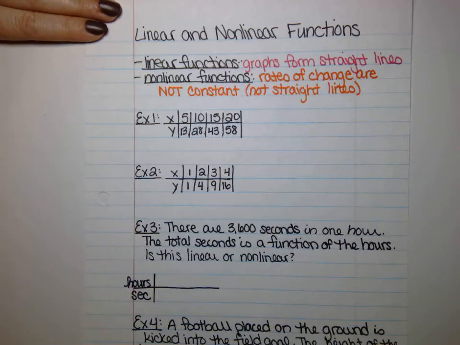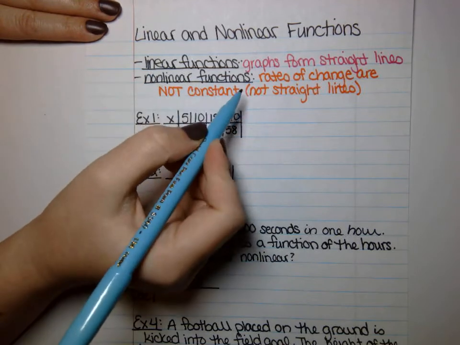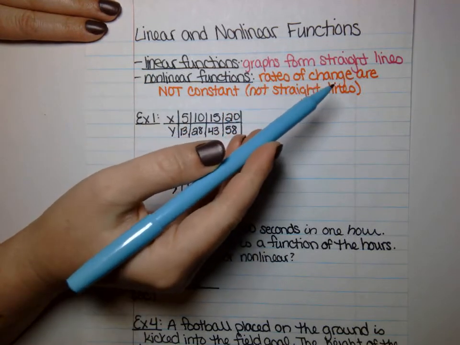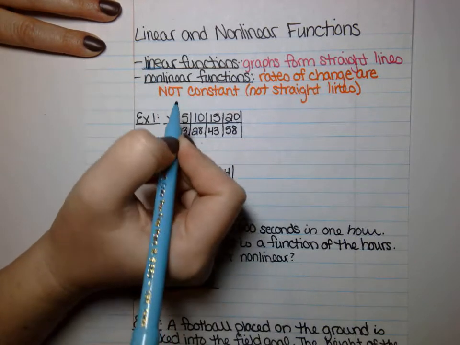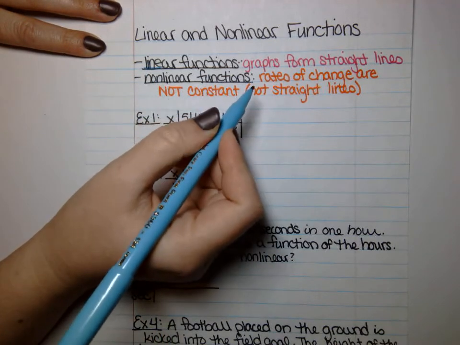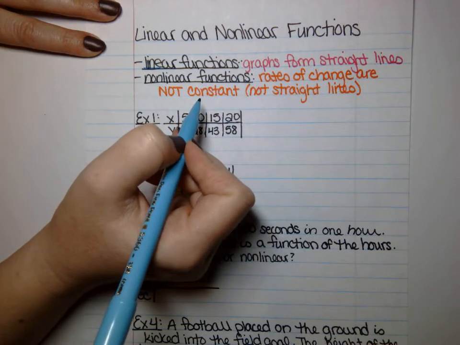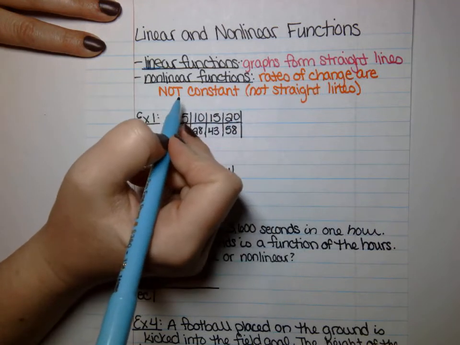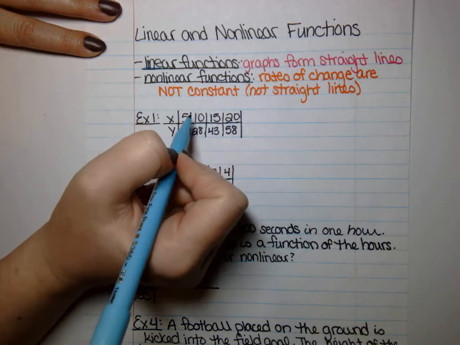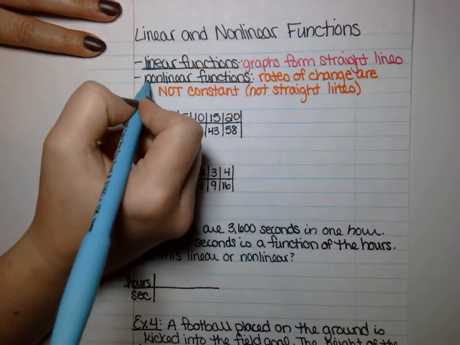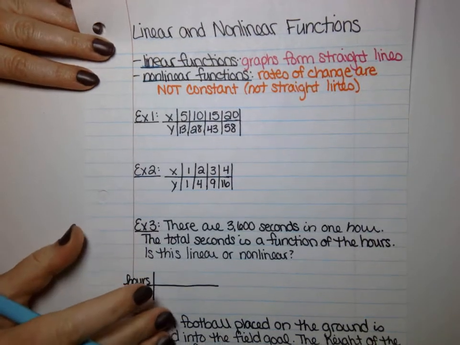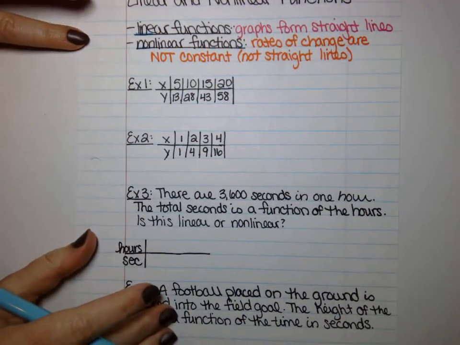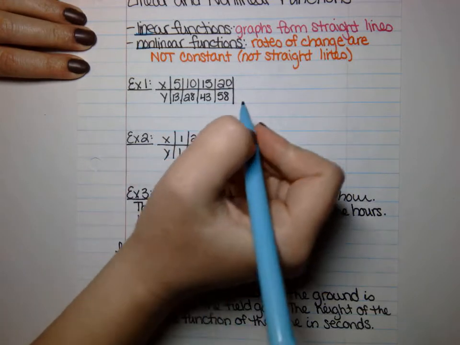Linear and nonlinear functions. A linear function is a graph that forms a straight line, hence it has the word line in it. Nonlinear would be functions that don't form straight lines, which means that their rates of change are not constant, so they're not going to increase at the same rate. Non meaning not linear.